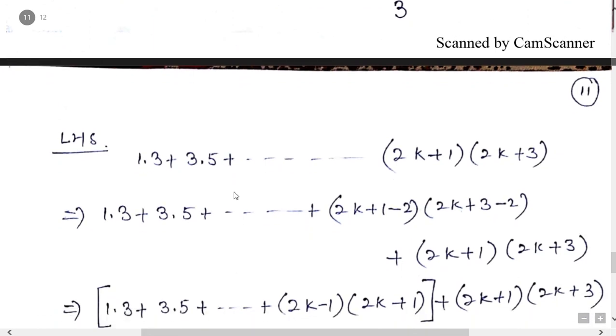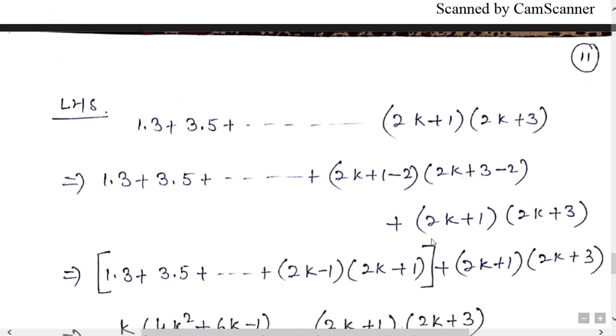Now what about the left hand side? The left hand side is 1 into 3, then 3 into 5. Now the gap of 2 is there: 1, then 3, 3, then 5. It means a gap of 2 is there in the terms, and the last term is (2k plus 1)(2k plus 3). Why do we have to study this gap?